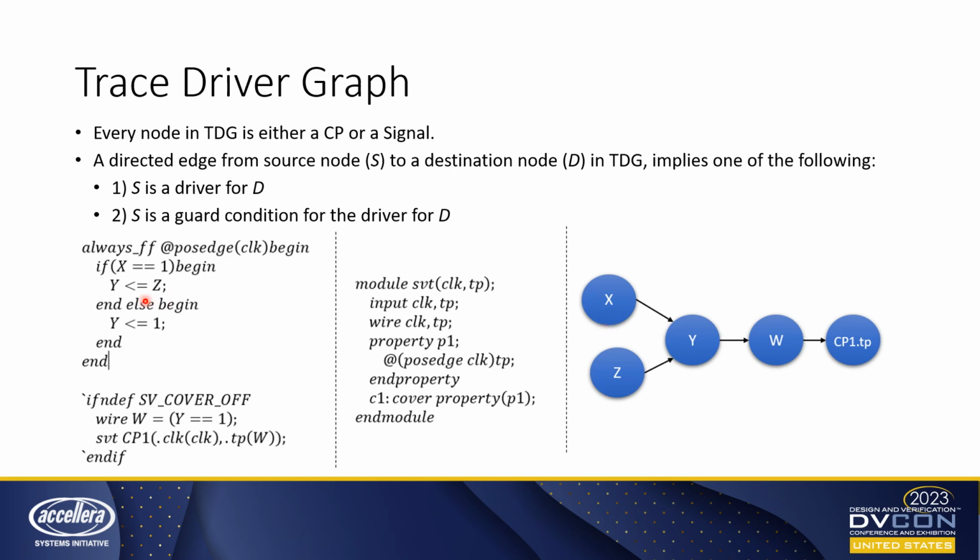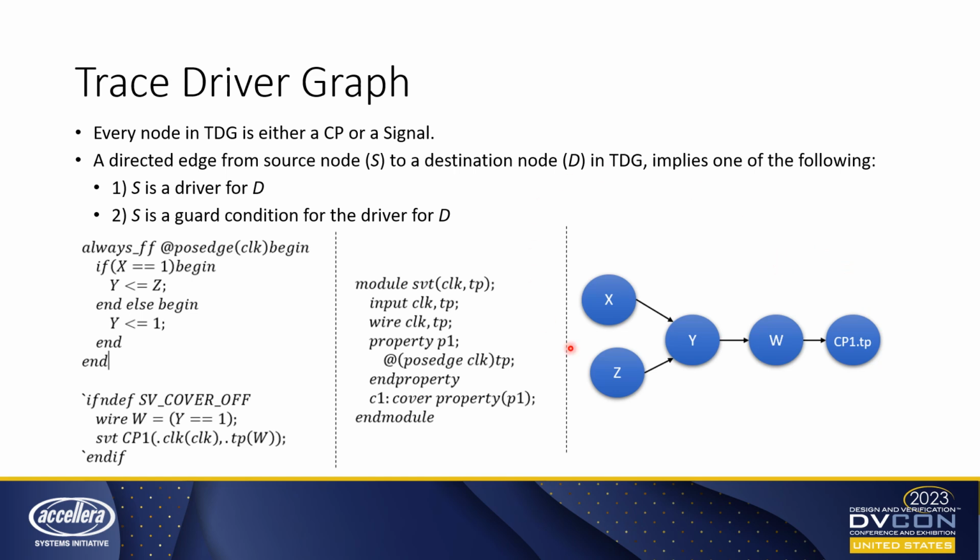So for instance, Y is being driven by Z. So we have an edge from Z to Y. And X is a guard condition for the driver for Y. So we also have an edge from X to Y. So this is how we create the trace driver graph representation from the RTL. And notice that we have ignored all constant operands and timing statements in this trace driver graph representation.